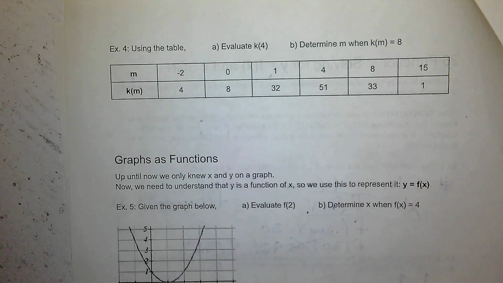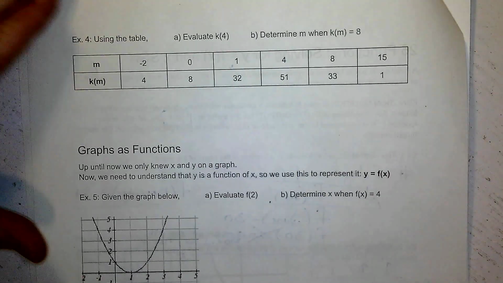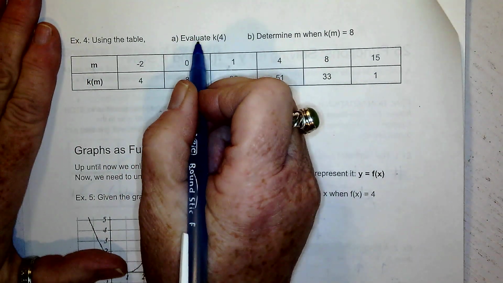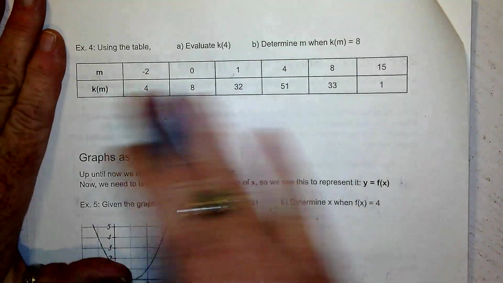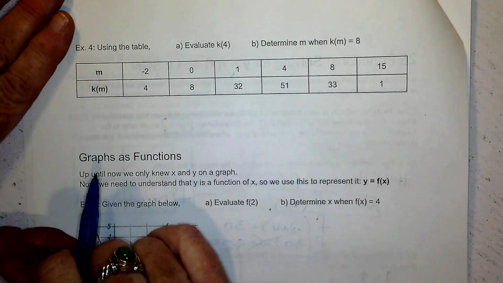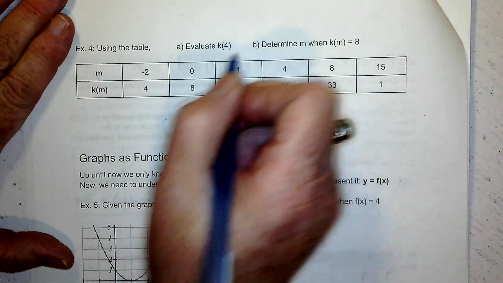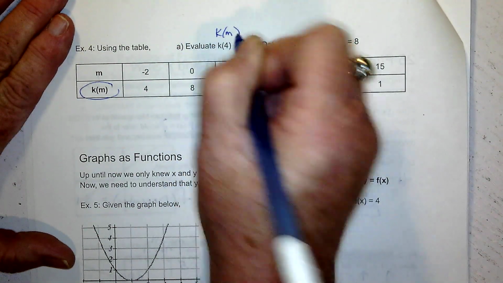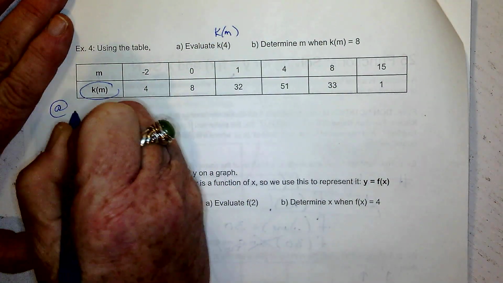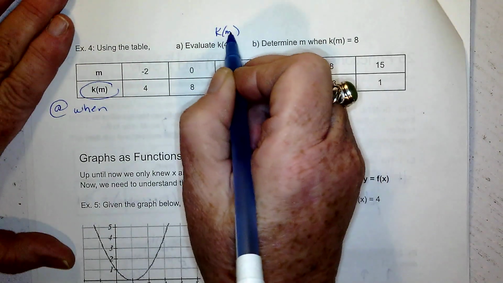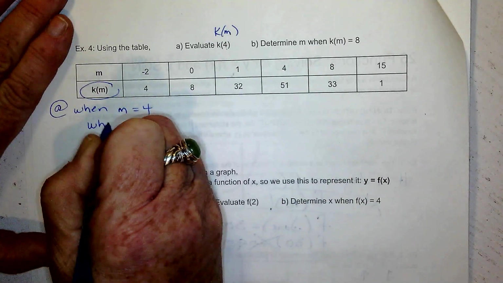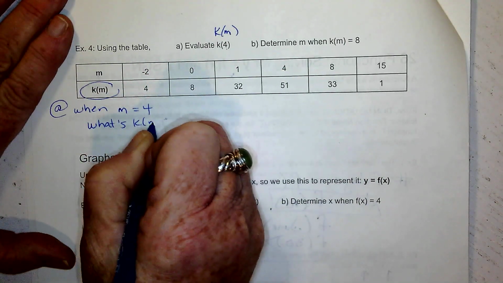All right, for this next one, we're going to use the table. I'm going to use the same words. I use these same words every time I teach this, whether it is in this class or in the problem solving class. And it is these words, because this is what I use myself when I'm looking at these tables, trying to figure out which one's which. Evaluate k of 4. Well, that means my function is k of m. And my question I ask myself for this is, when m is 4, what's the function? What's k of m?